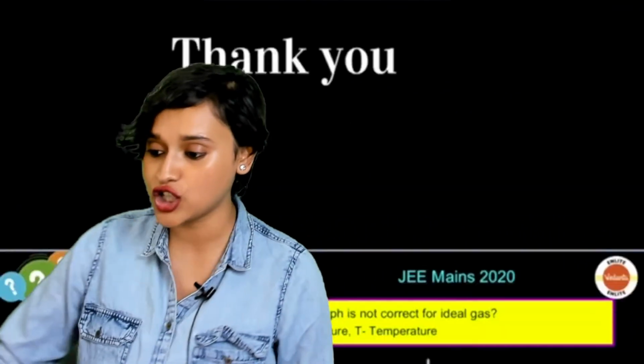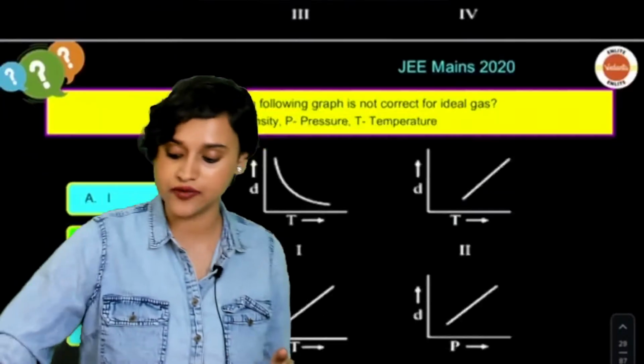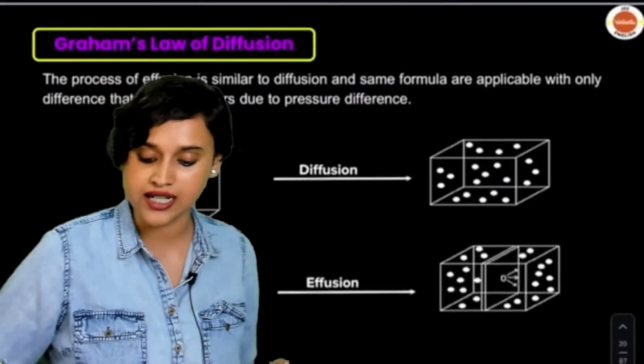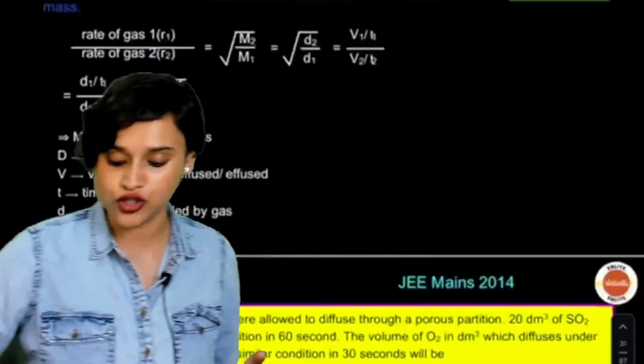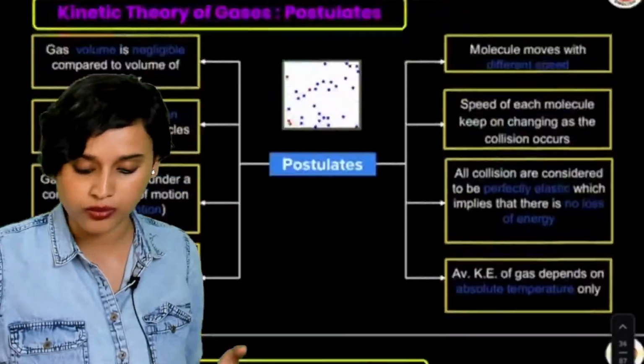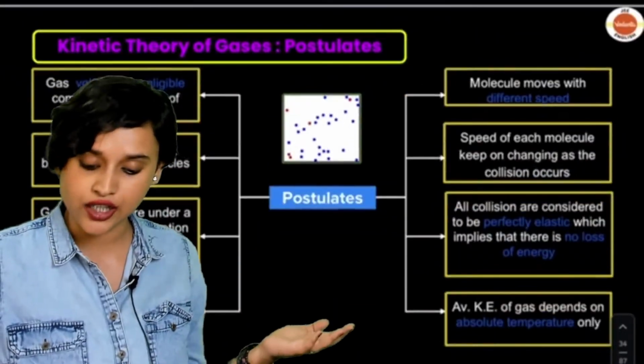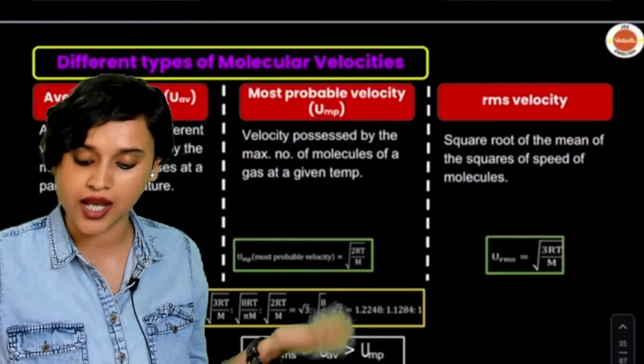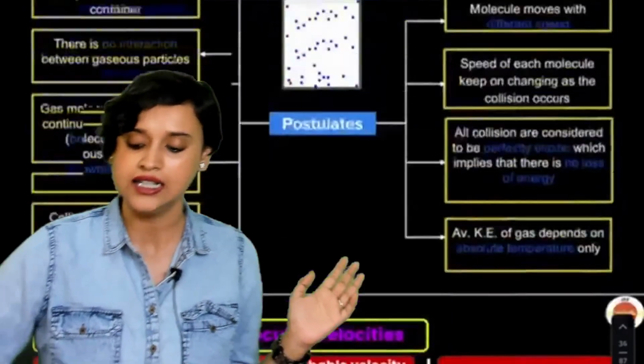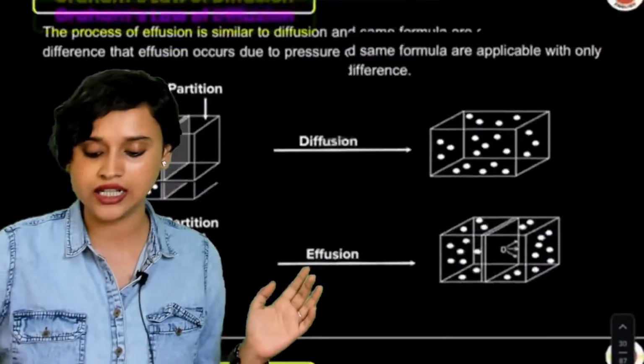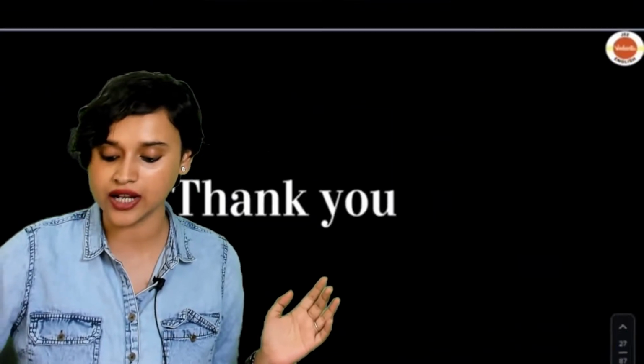In the next session, we will start with this problem. Then we will understand Graham's law of diffusion. Then we will do some more problems. We will understand the kinetic theory of gases, the postulates, different types of molecular velocities, and a lot of other things. Basically, tomorrow we will be completing the chapter, everyone.